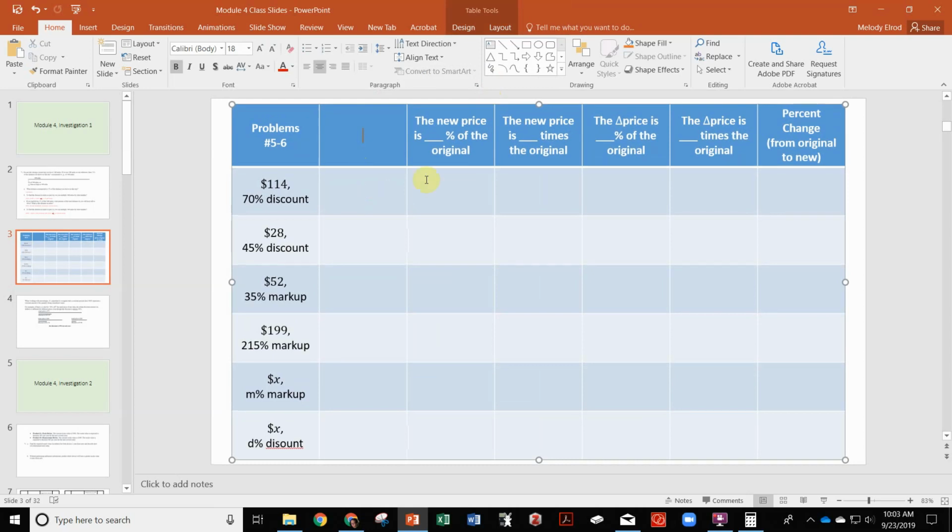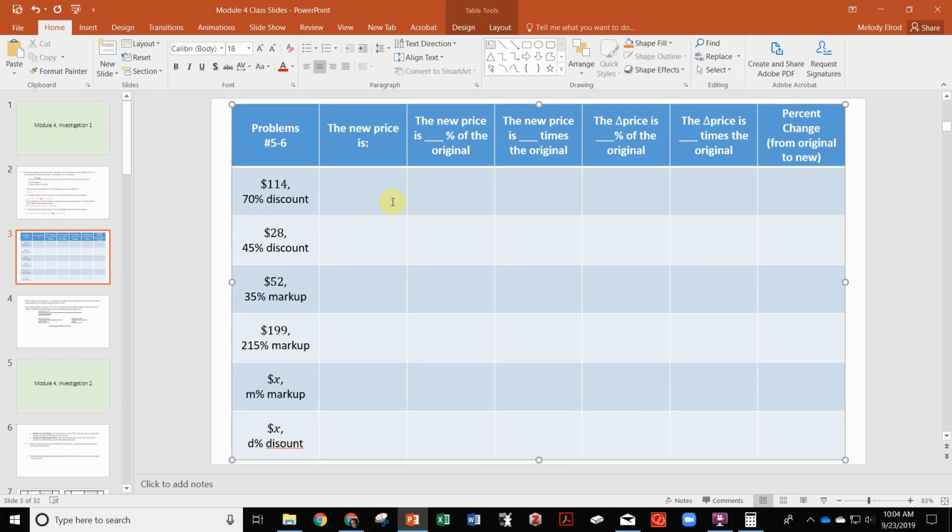But what I'd like for you to do is to calculate what is that new price. And then I want you to think about a few things. I want you to think about 4 different ways that we could talk about this. I want you to think about the new price is what percent of the old price. The new price is how many times the original price. In other words, what would you need to multiply the original price by to get that new price?